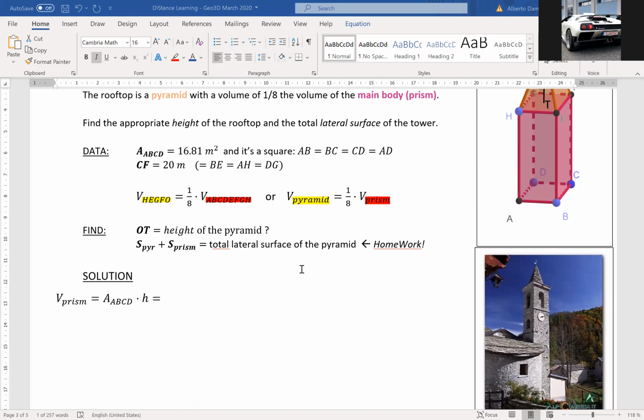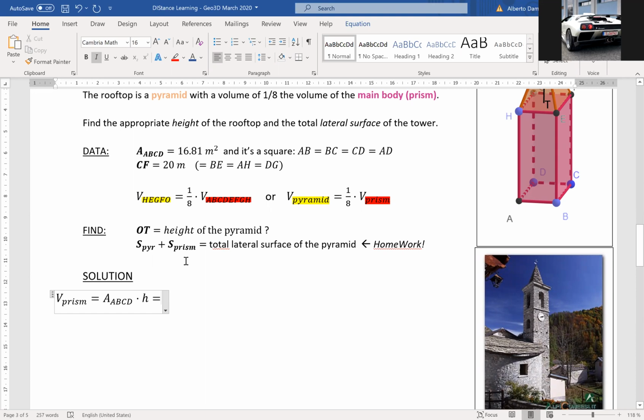Armando, you have a question? No, I wanted to say what you said about the prism. I wanted to say what we had to do to find the volume. Ah, okay, fantastic. Yeah. Well, thank you. We have the formula, okay, Armando. So the formula is here.